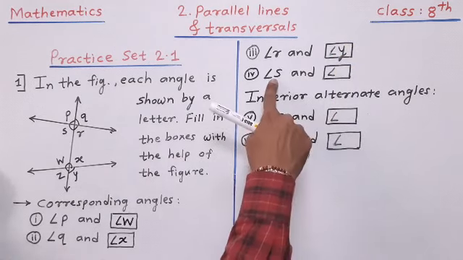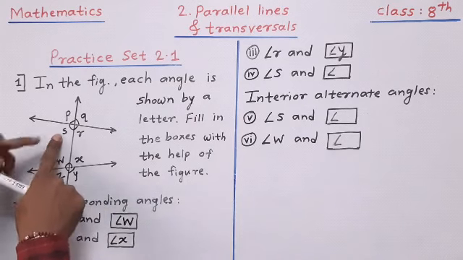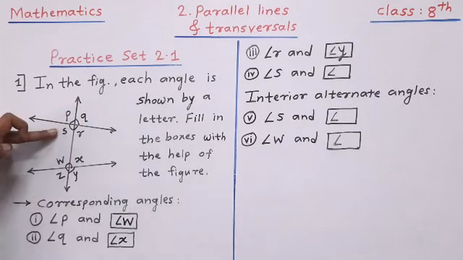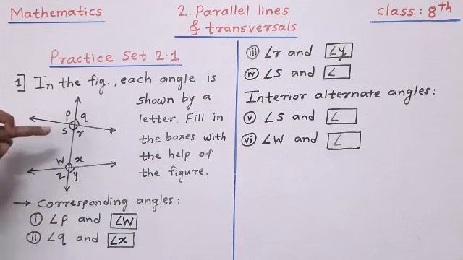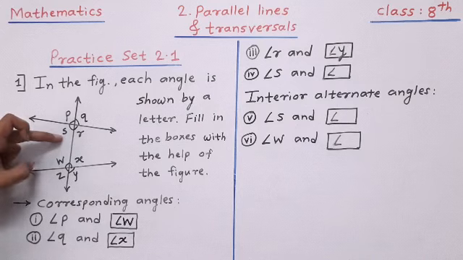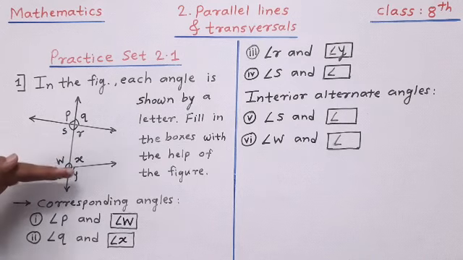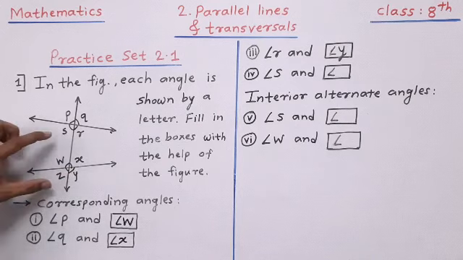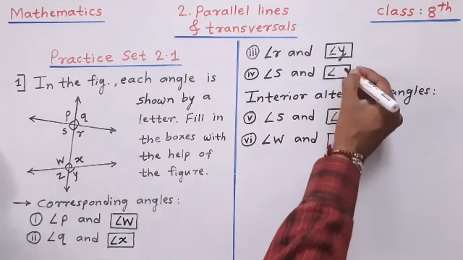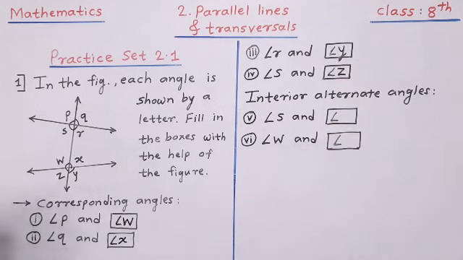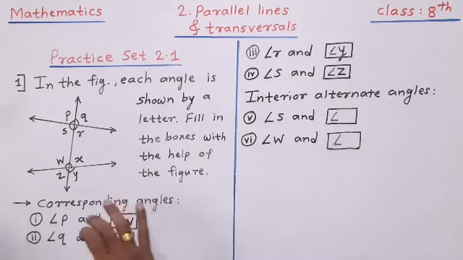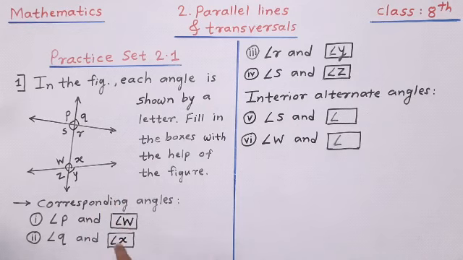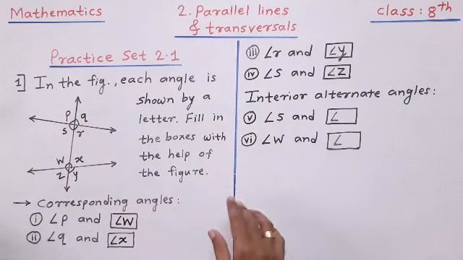The fourth pair is angle S. See here, angle S is on the left side of the transversal, so its corresponding angle will also be on the left side, and if S is below the line, the corresponding angle will also be below the line. So angle Z. Angle S and angle Z are corresponding angles. In this way, these 4 pairs of corresponding angles can be completed just by filling the boxes here. And you have to observe the figure every time.